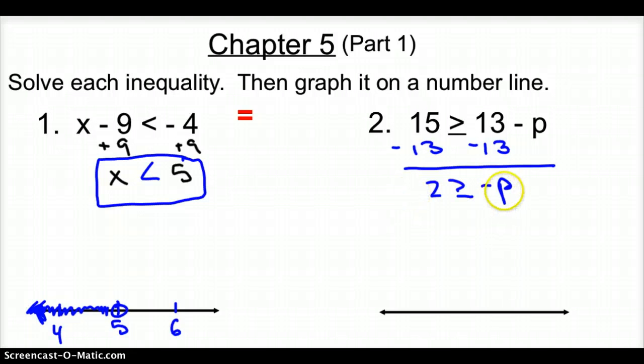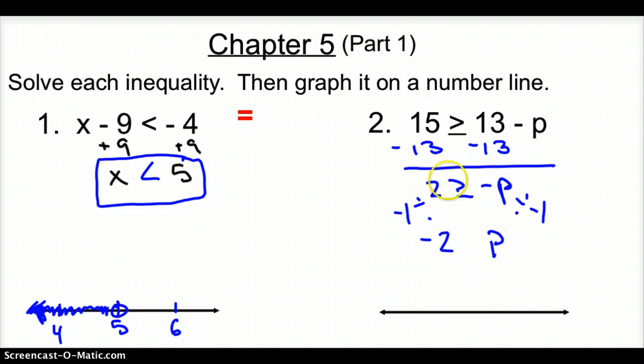Now, is p solved for? No, it's not, because of the negative sign. So what do we have to do? We have to divide out that negative sign. We have to switch the signs, whatever you're comfortable with saying. But I'm going to divide by a negative 1. Divide by a negative 1. So now we have negative 2. Now we have a positive p.